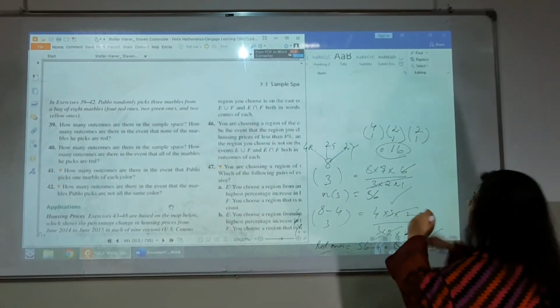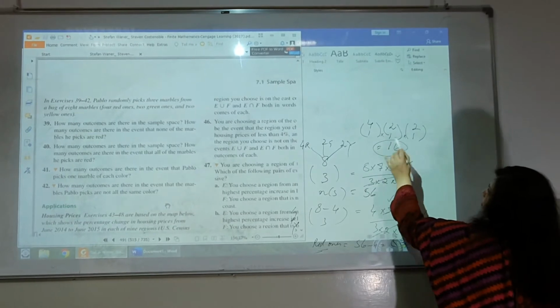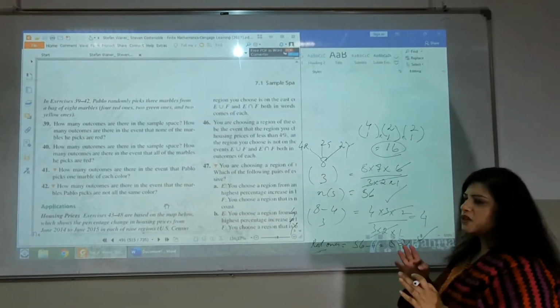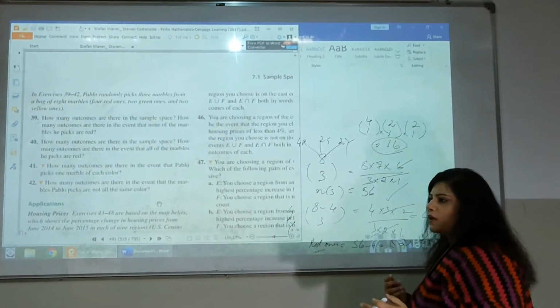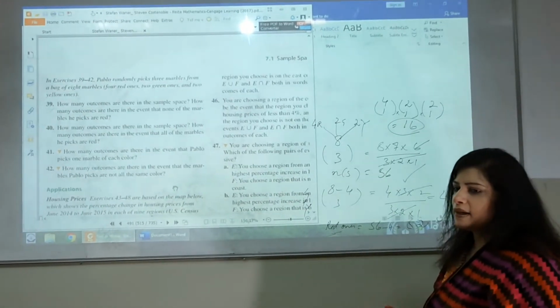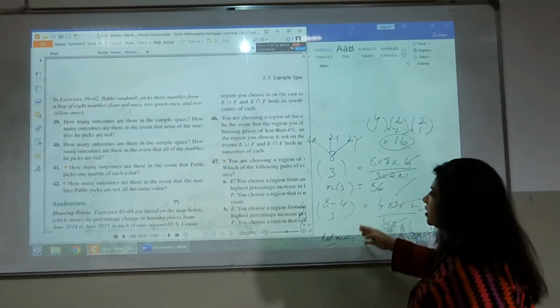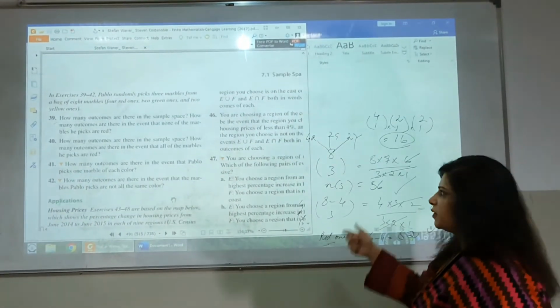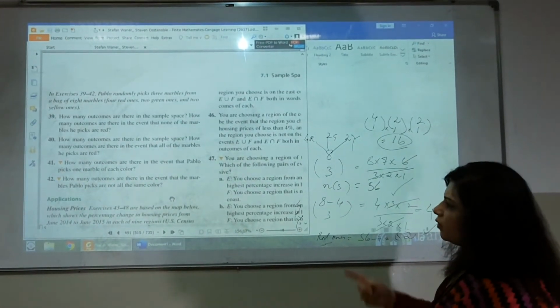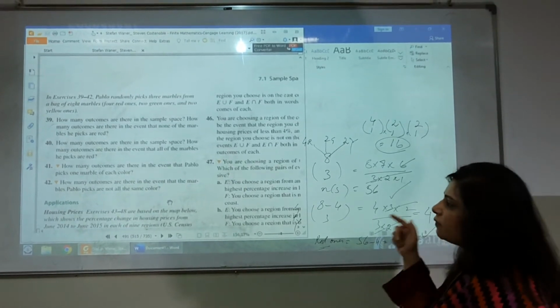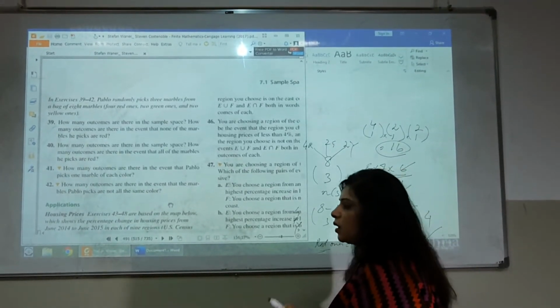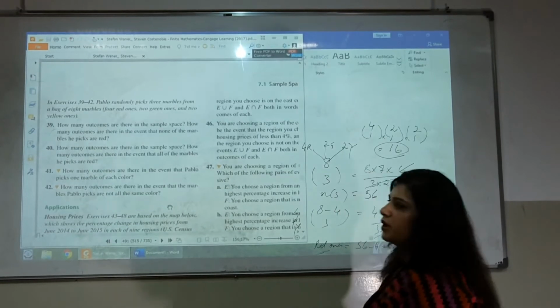You are going to multiply these possibilities, okay? Because this is just the number of combinations for, like I said, the possibility for having a head and a tail. So you just have to see, for combinations, when you're drawing something from a large sample space, you simply multiply. Part 42 says, how many outcomes are there in the event that the marbles Pablo picks are not all the same color.